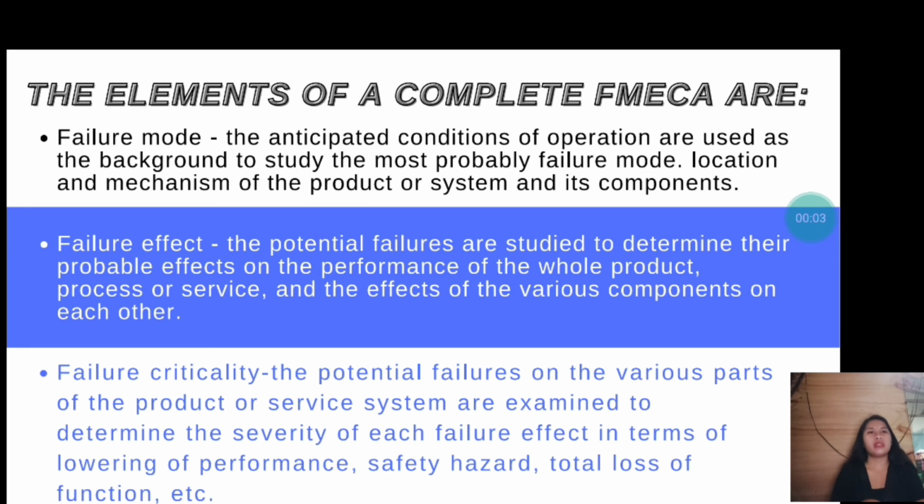So the elements of a complete FMECA are failure mode, failure effect, and failure criticality. Failure mode is the study of the most probable failure mode, location, and mechanism of the product. Next is failure effects: the study to determine the probable effects on the performance of the products or services. Next is failure criticality. It is examined to determine the severity of each failure effect in terms of lowering of performance, safety hazard, or total loss of function.